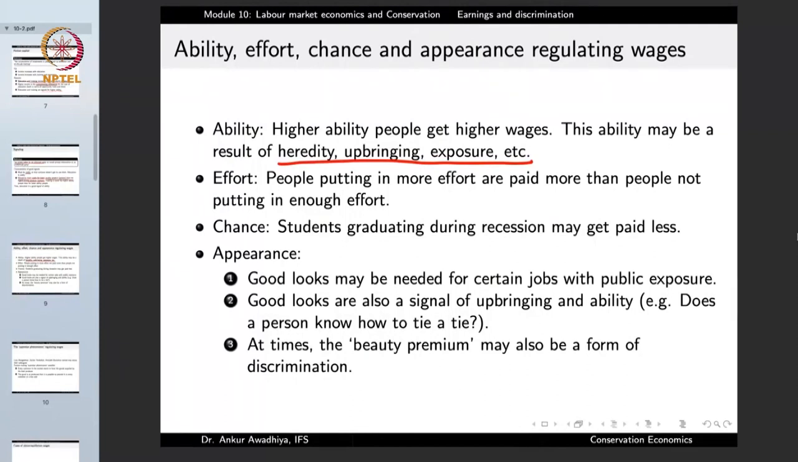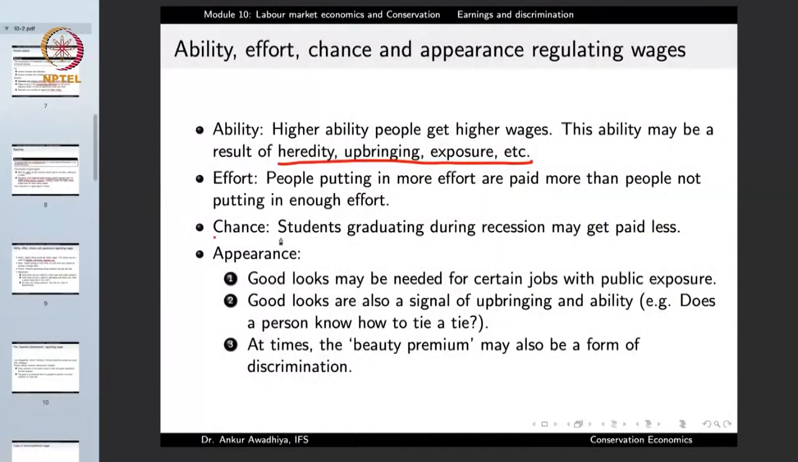Effort. A person who is putting up more effort is paid more than a person who is not putting up enough effort. Basically, if there are two candidates, both have equal abilities, both have equal education, but person one works for 12 hours in a day, while person two works for only 2 hours in a day. The rest of the time he does not work. Now in that case, because person one is putting up more effort, he will typically earn much more in the market. So he will be getting a higher wage than person two. So the result of the neoclassical theory of distribution is modulated by the effort a person puts in. Higher effort means more wages.